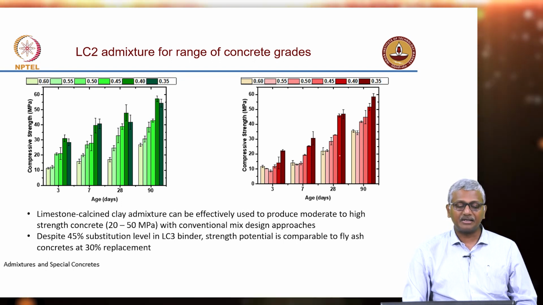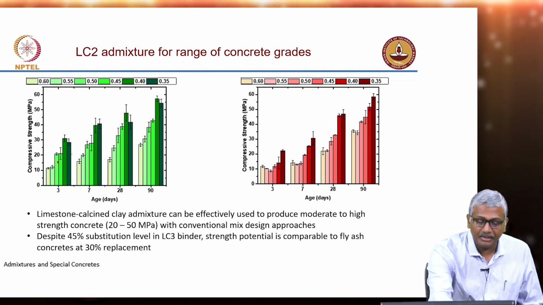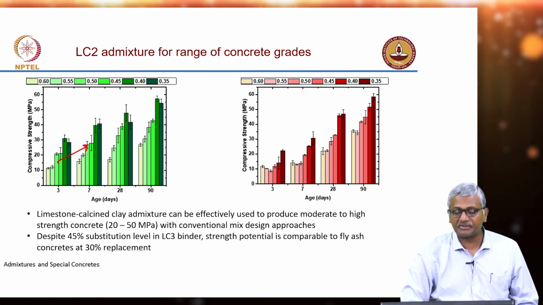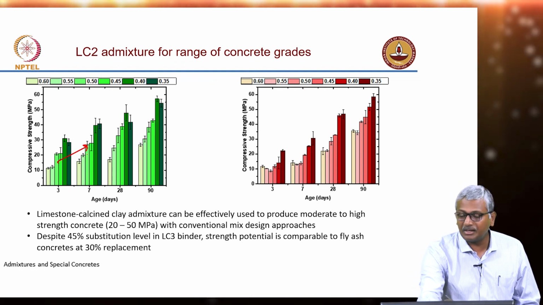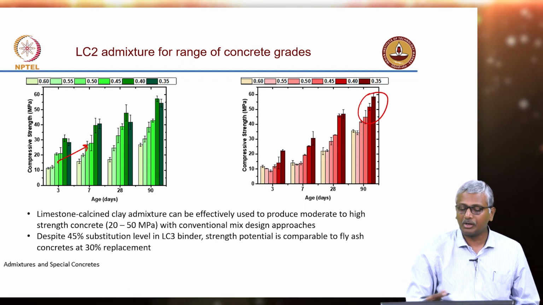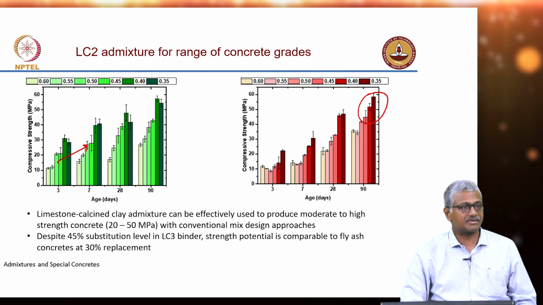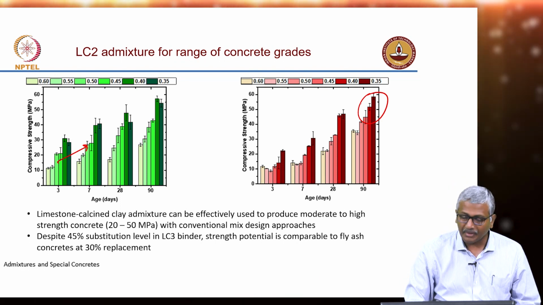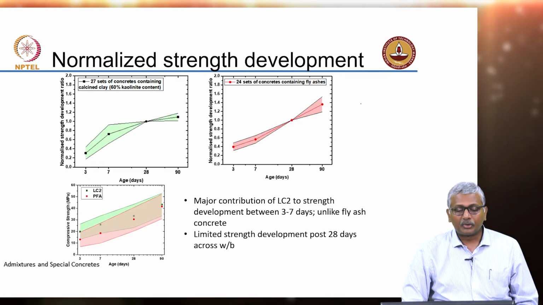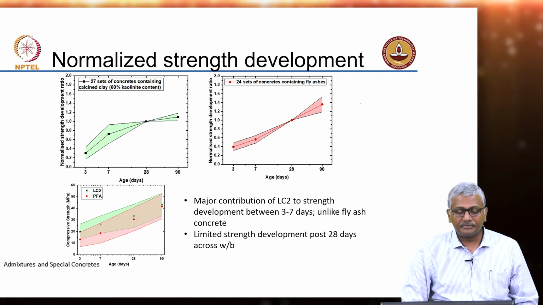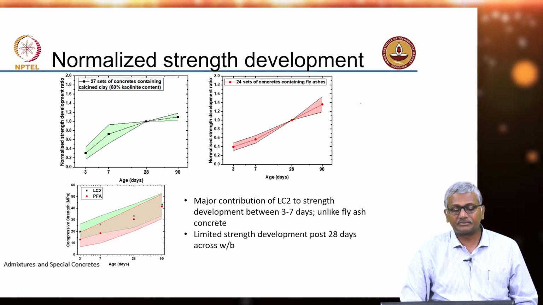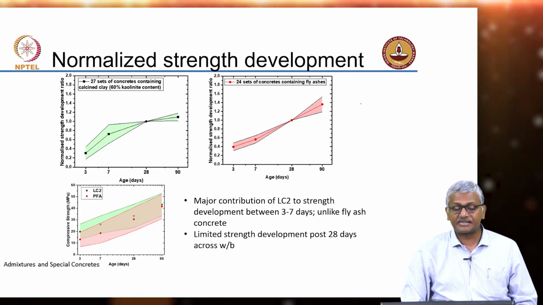Again, you can clearly see that you are gaining strength early. By 3 and 7 days you have gained sufficient strength, but by 28 days and 90 days your fly ash systems have caught up with the LC3 systems. Again, it shows the same thing. So, if you look at the normalized strength development curves, you can again see that. So, again here the calcined clay had 60% kaolinite content.